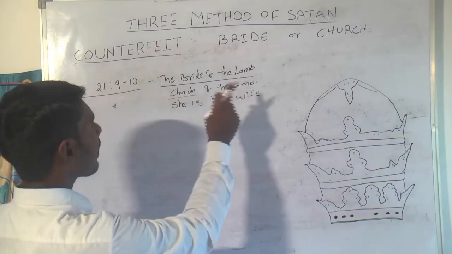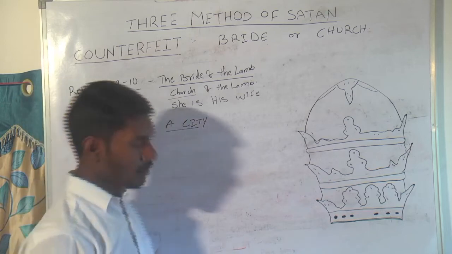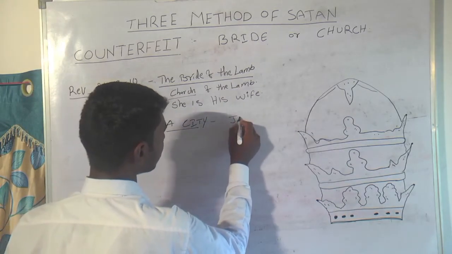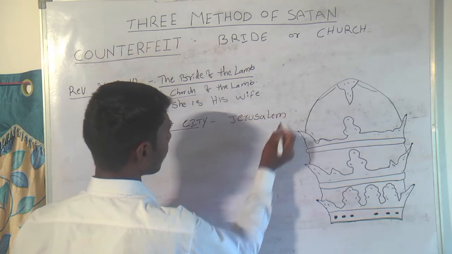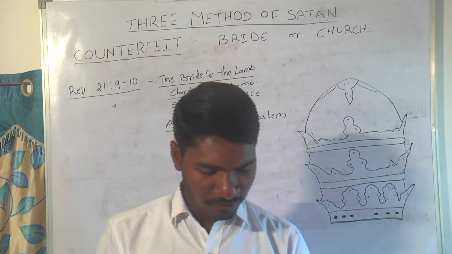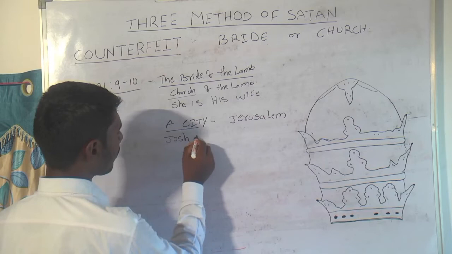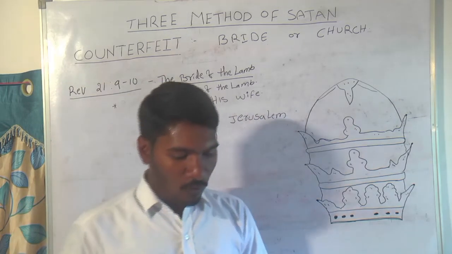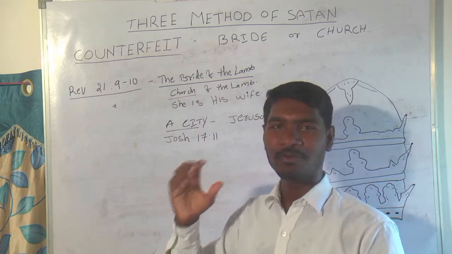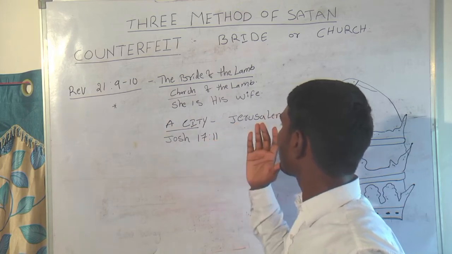And here the bride of the Lamb is a city. Verse 10 tells that the city is called Jerusalem, the holy Jerusalem. In the Bible, the book of Joshua chapter 17 verse 11 says, please read this word, that women are likened to cities and cities are likened to women. When you read this verse, you come to know this thing. So here the bride of the Lamb is a holy city called Holy Jerusalem.